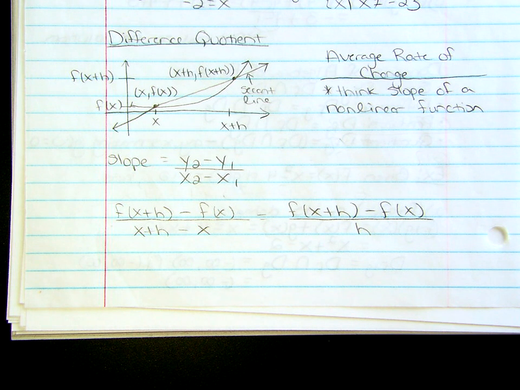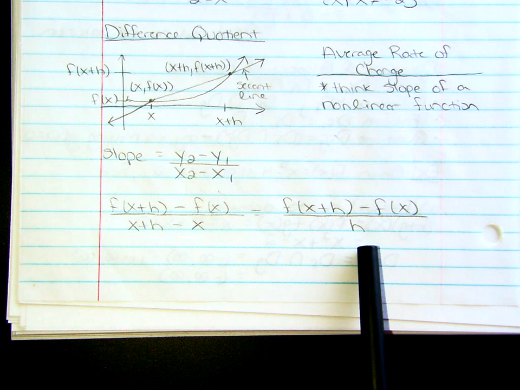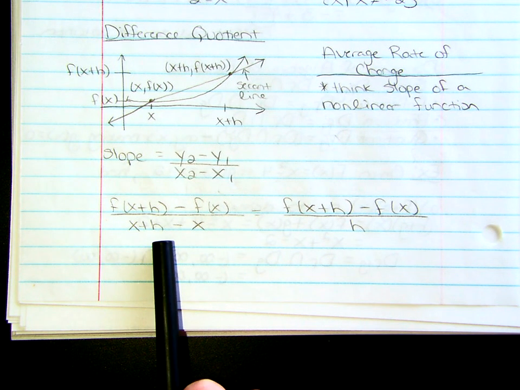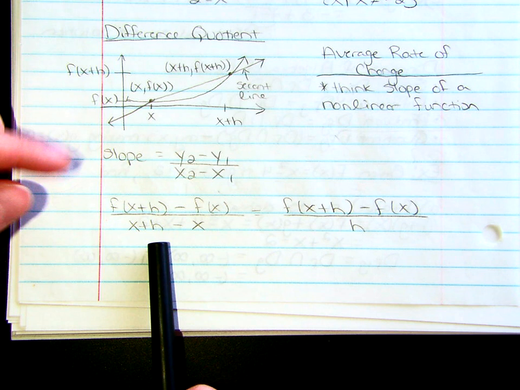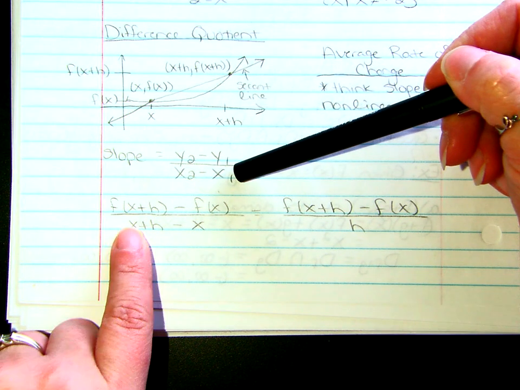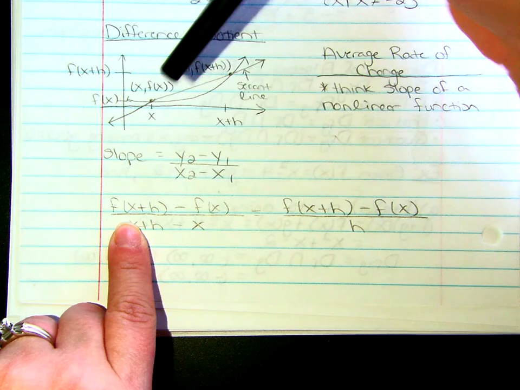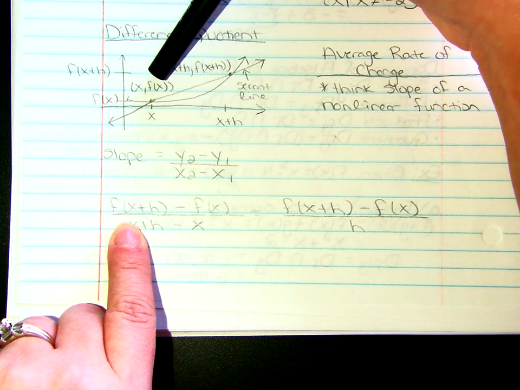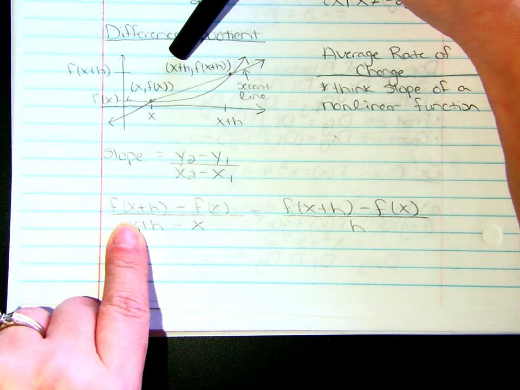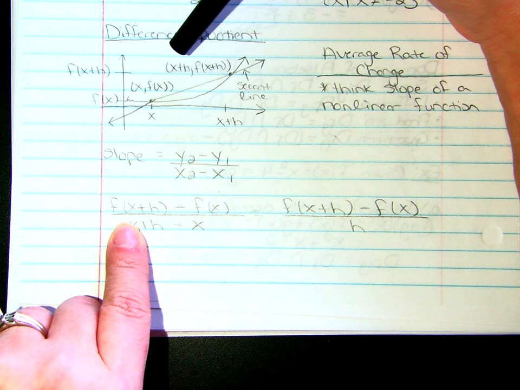But this difference quotient, this f of x plus h minus f of x over h, is actually just the slope of that secant line. That's what this over here is showing you. Because slope is y2 minus y1 over x2 minus x1. Well, if we look at the picture that I drew here, where we start with this point x and then f of x, which is the y, and then we go over a certain amount that we're calling h, then we have x plus h, and then f of x plus h.